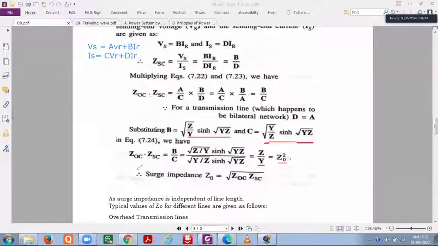The surge impedance is the square root of Z by Y, or the square root of L by C, or the square root of the product of ZOC and ZSC. So the surge impedance can be defined in many ways. One is by Z by Y, another is by L and C, and another is by open circuit impedance and short circuit impedance, all under square root.